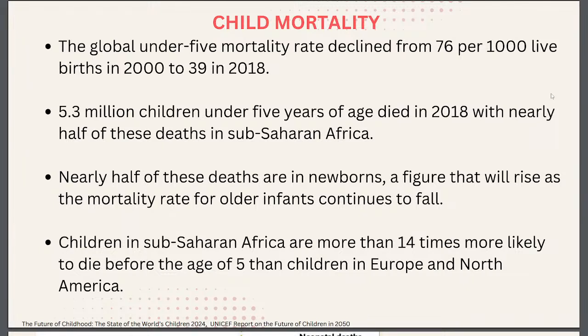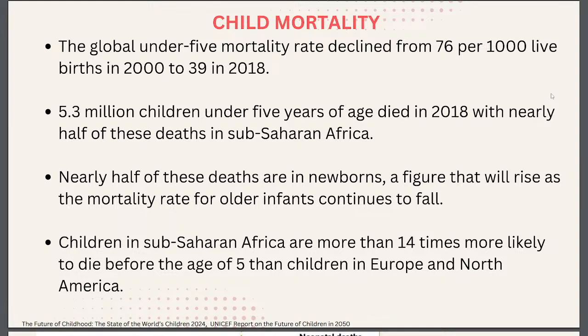Africa. So, when we talk about child deaths, you have to think about the continent of Africa, which has the largest mortality of children dying because of many causes in childhood. Nearly half of these deaths are newborns, a figure that will rise as the mortality rate for older infants continues to fall. So, our focus has always been the newborn, but we have been able to bring it down. Ultimately, as the deaths in the upper age group decrease, the proportion of deaths in the lower age group, that is the neonatal deaths, tends to increase.